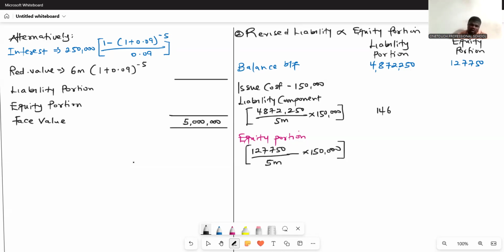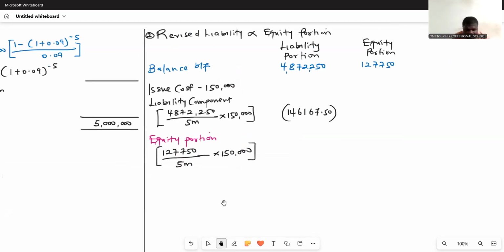167.50. 146. 168. I said it's 0.5. Yes, sir, 0.5. 141. The 0.5, we're just going to worry about that. Okay, then the equity portion. The 0.5, the one we approximate, one figure will be missing.